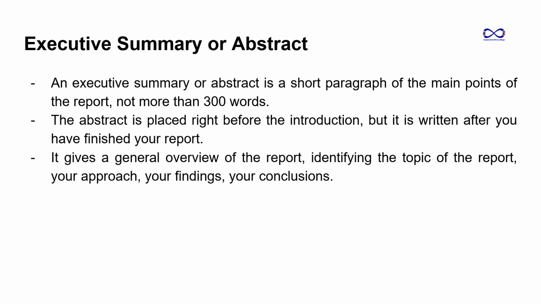An executive summary or abstract is a short paragraph of the main points of the report, not more than 300 words. The abstract is placed right before the introduction, but it is written after you have finished your report. It gives a general overview of the report, identifying the topic of the report, your approach, your findings, your conclusions.